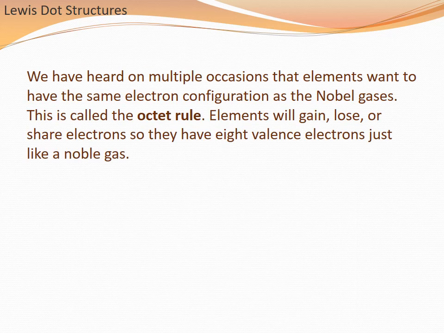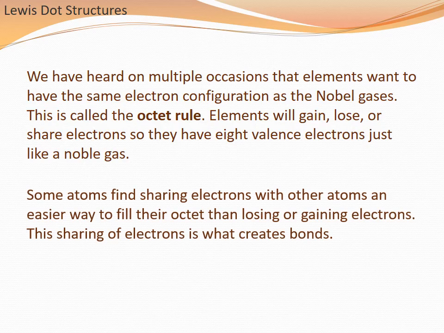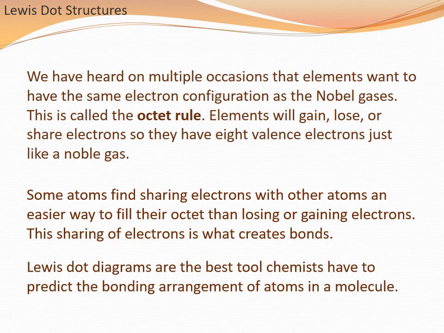We have heard on multiple occasions that elements want to have the same electron configuration as the noble gases. This is called the Octet Rule. Elements will gain, lose, or share electrons, so they have 8 valence electrons, just like the noble gases. Some atoms find sharing electrons with other atoms an easier way to fill their octet than losing or gaining electrons. This sharing of electrons is what creates bonds. Lewis dot diagrams are the best tool chemists have to predict the bonding arrangements of atoms in a molecule.